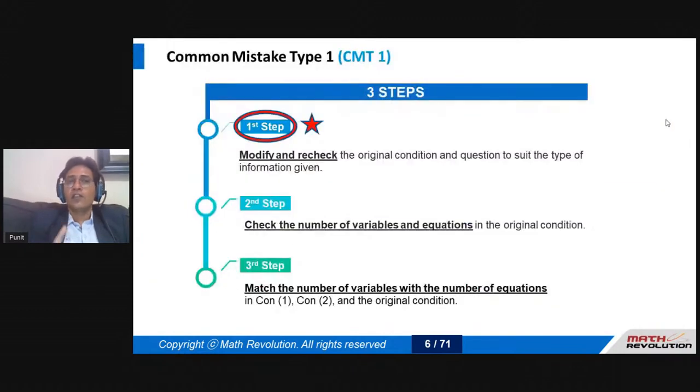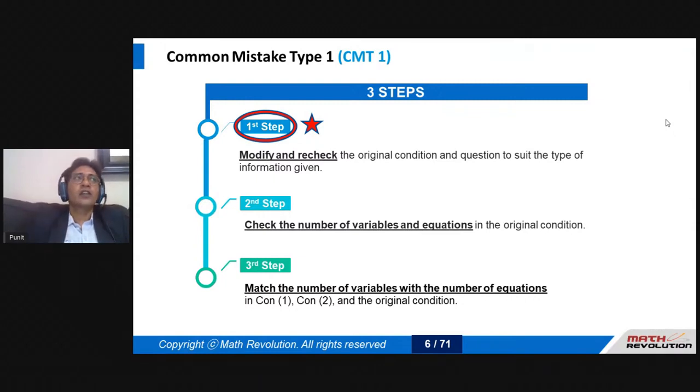Let's go for something which is pretty important. I'll be talking about some key questions and how to solve those through the variable approach right now, to save time. So first is common mistake type C1. There are three steps involved in the variable approach. First is to modify and recheck.